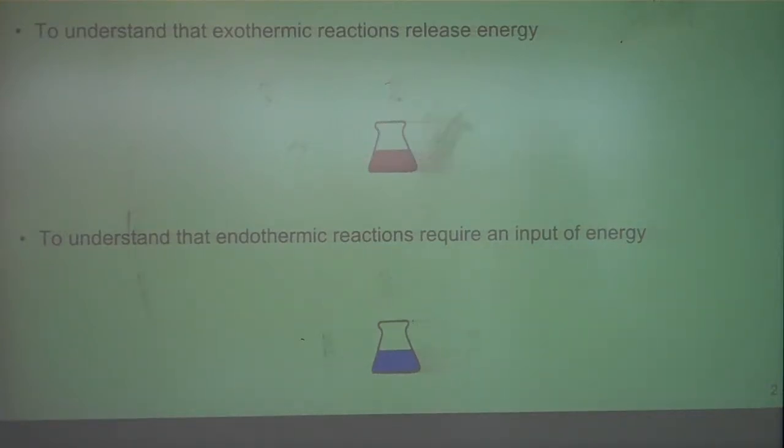Okay. To understand that exothermic reactions release energy, to understand that endothermic reactions require an input of energy. That's effectively year 9 right there in one slide.